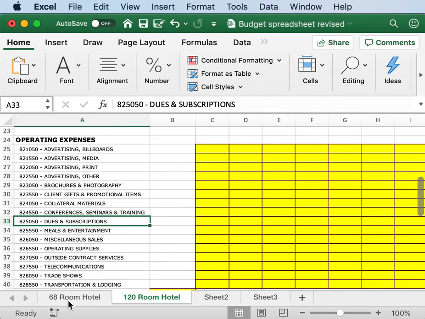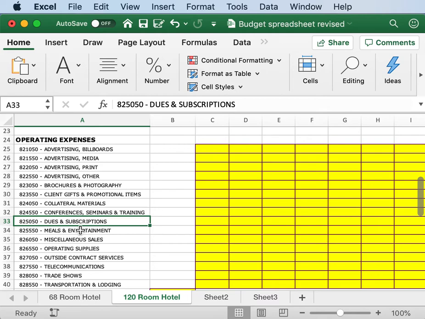It's really common. Next we have here dues and subscriptions. It's really common for hotel salespeople to be affiliated with different associations that help them. So for instance, here in Utah we have Visit Salt Lake, which is the Salt Lake Convention and Visitors Bureau, and other counties across the state have similar convention and visitors bureaus.